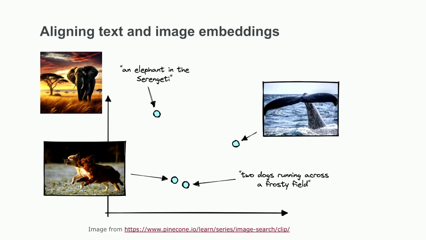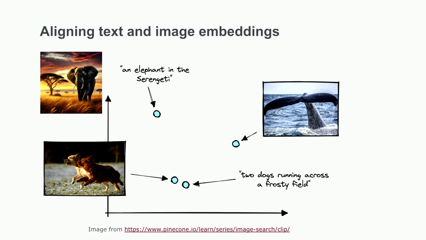CLIP then aligns text and image embeddings. What does this mean? We're going to have semantically similar images and text being close to each other in the embedding space. So if we have a text that is two dogs running across a frosty field, the vector that we have created to represent this text is going to be close to the image embedding that we have for the image that describes this. This is what CLIP achieves.